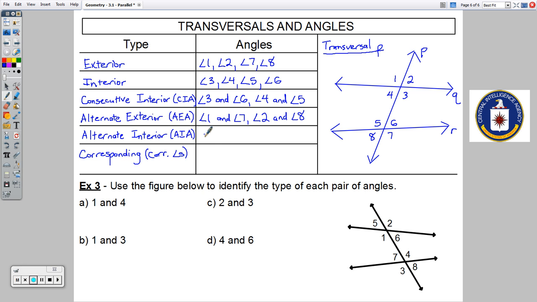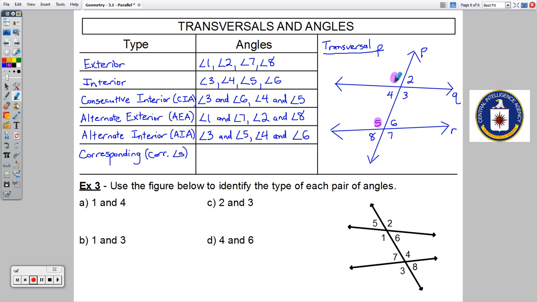So we have angle 3 and 5. And we have angle 4 and 6. And then corresponding angles, we would have, you could say, 1 and 5.